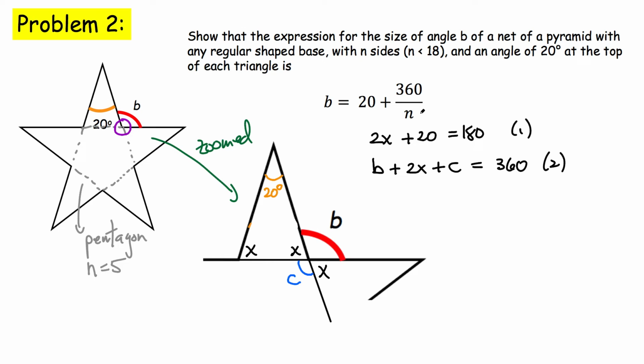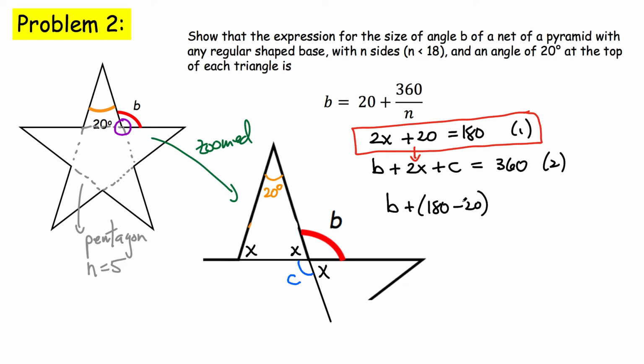Now, one thing we could do is use equation 1 and substitute it into equation 2, and let's eliminate 2x. So this is going to look like this: B plus, instead of 2x, I'm going to replace it by 180 minus 20. I'm not going to simplify that just yet. Since my final answer has 20, it doesn't really bother me that it's going to stay like that. And that equals 360.